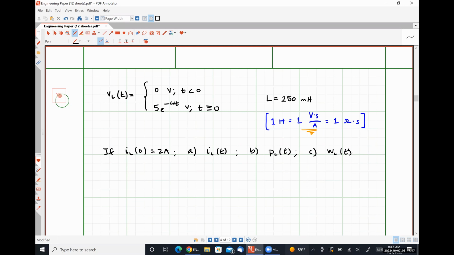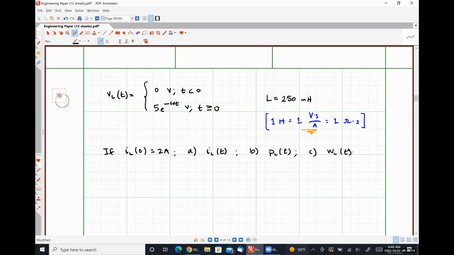So, starting with part A, which of the 4 equations that I labeled for you guys do you think we should be using here? Two, because we know the voltage and we're trying to find the current. Absolutely correct.